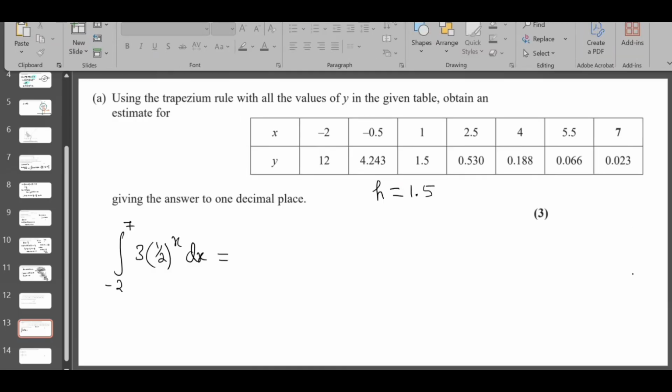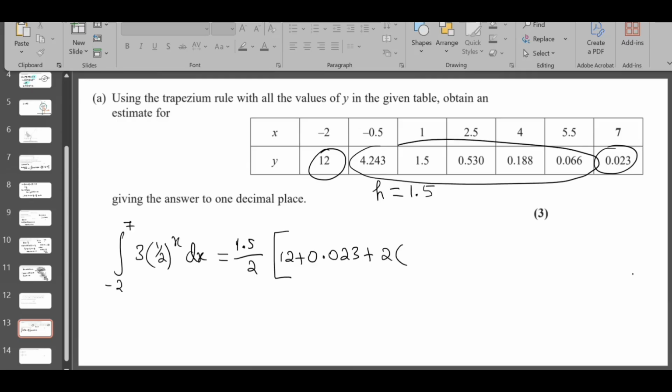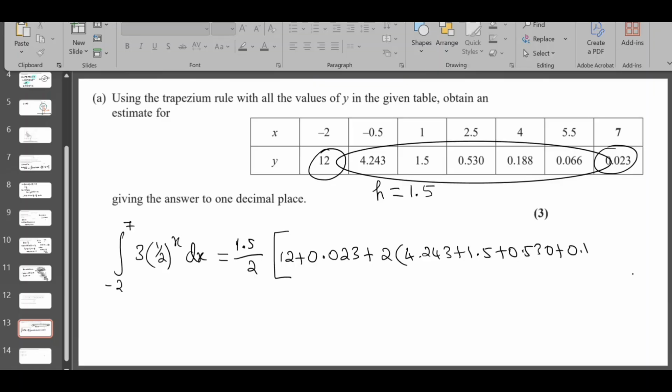How do we apply the trapezium rule? The rule is this. It's there in the data booklet. h over 2 times the first and last values of y, 12 plus 0.023, plus 2 times the sum of the rest of the values of y: 4.243, 1.5, 0.530, 0.188, 0.066. That's all. Just calculate this value.